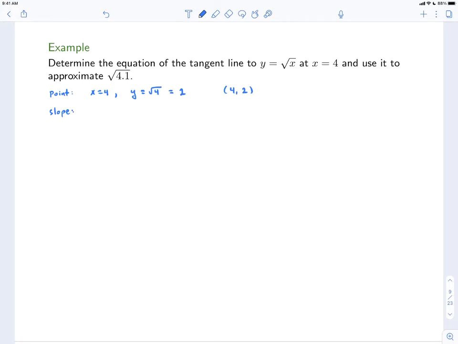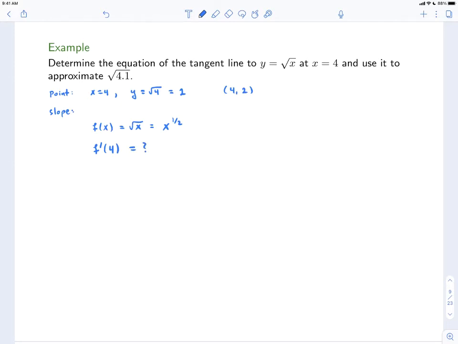In order to determine the slope, we're going to define a function. We'll call it f of x, and that's going to be the square root of x. Maybe we want to write it as x to the 1/2, so then it's x to a power, so we can easily apply the power rule. Our slope is going to be f prime at 4. So we need to compute this.